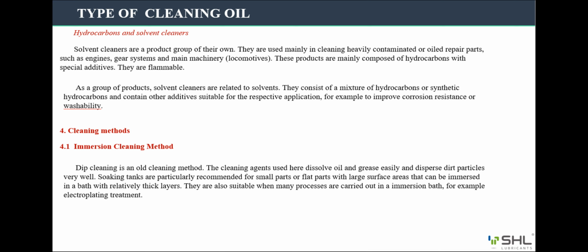First, the immersion cleaning method. This is an old cleaning method. The cleaning agents used here dissolve oil and grease easily and disperse dirt particles very well. Soaking tanks are particularly recommended for small parts or flat parts with large surface areas that can be immersed in a bath with relatively thick layers. They are also suitable when many processes are carried out in an immersion bath, for example electroplating treatment.